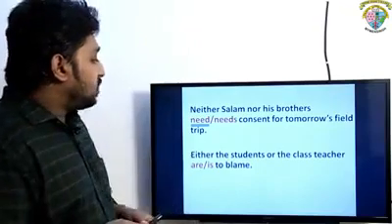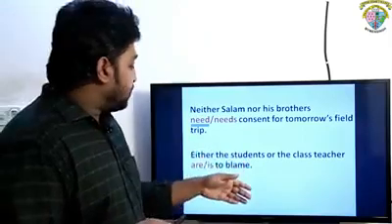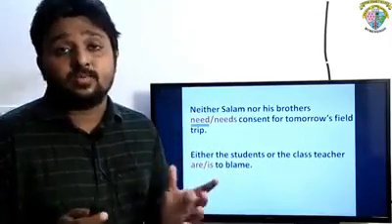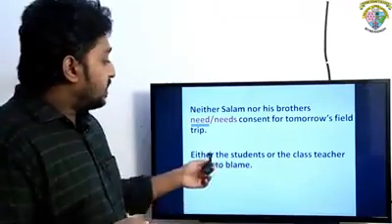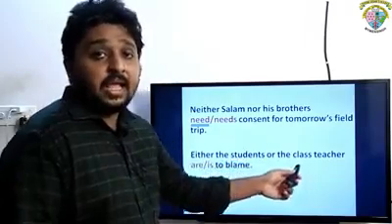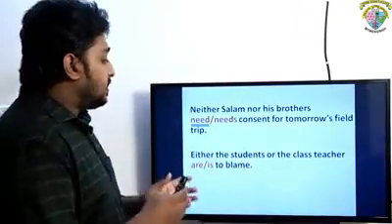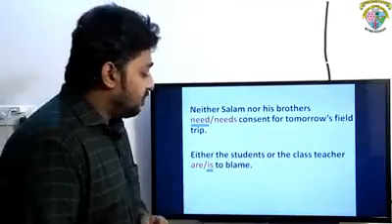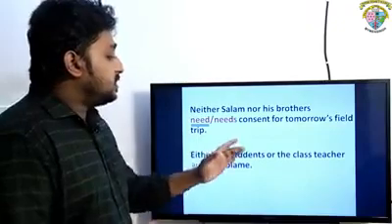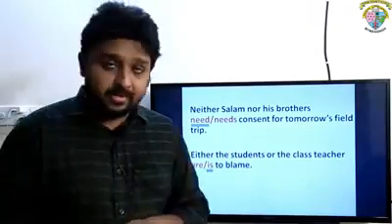In the next one, look, either the students or the class teacher are or is to blame. So what will be the answer, guys? Look, here we can clearly see the later subject is the class teacher and it acts as a singular noun. As it's a singular noun, it will definitely receive the singular verb, and the answer should be is. So the answer will be: either the students or the class teacher is to blame.